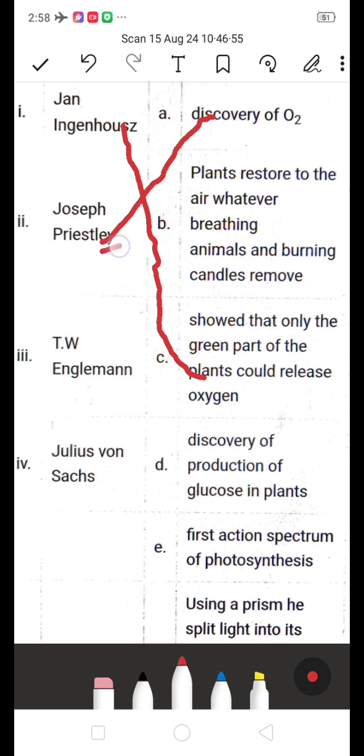Joseph Priestley, breathing animals and burning candles remove. He did the experiment, right? So this will be. And next, T.W. Engelmann, he described the first action spectrum of photosynthesis. He discovered it. Next, Julius von Sachs. Engelmann described the first action spectrum of photosynthesis, that is one thing.